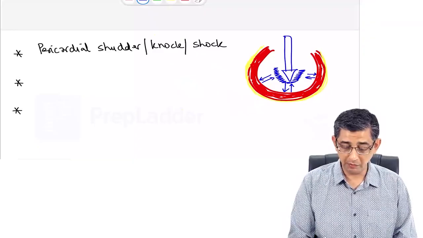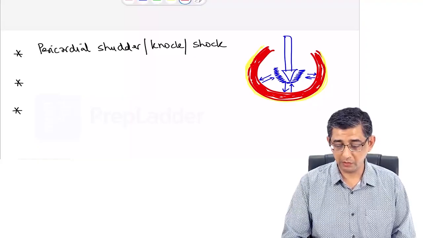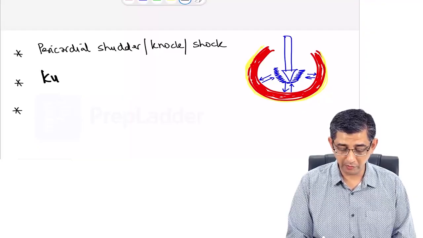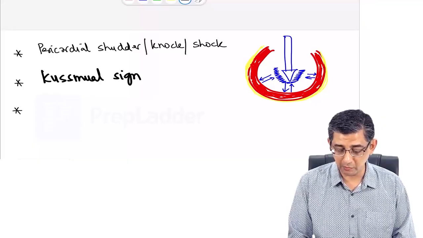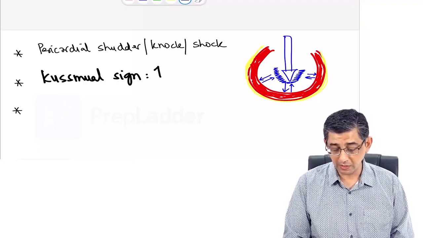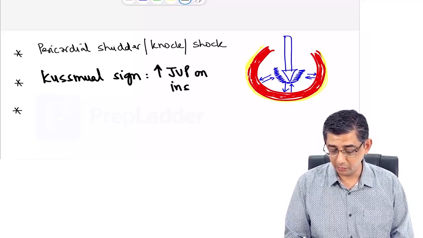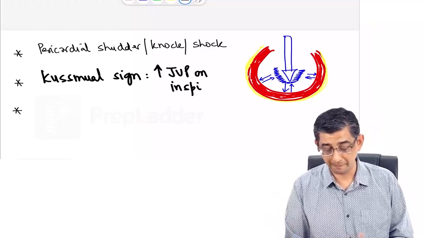Another feature that can be given to supplement what I have just said would be Kussmaul sign. In fact, Kussmaul sign has been discussed a couple of times, so it should be relatively easy for you. I have taught you that Kussmaul sign is what we see with constrictive pericarditis, restrictive cardiomyopathy, and right-sided myocardial infarction. Kussmaul sign is elevation of JVP on inspiration. I'm writing that in bold to highlight that in a normal person, JVP should be falling on inspiration.